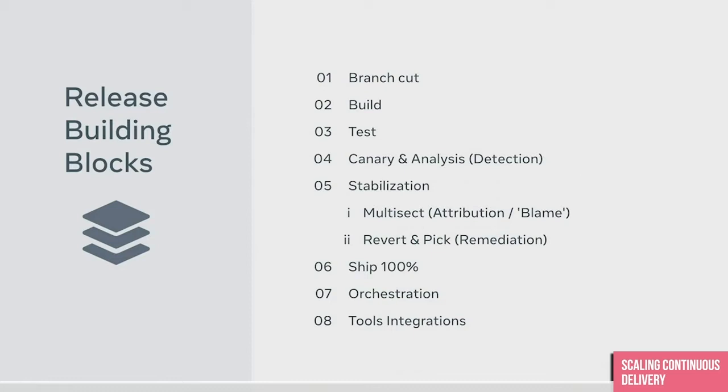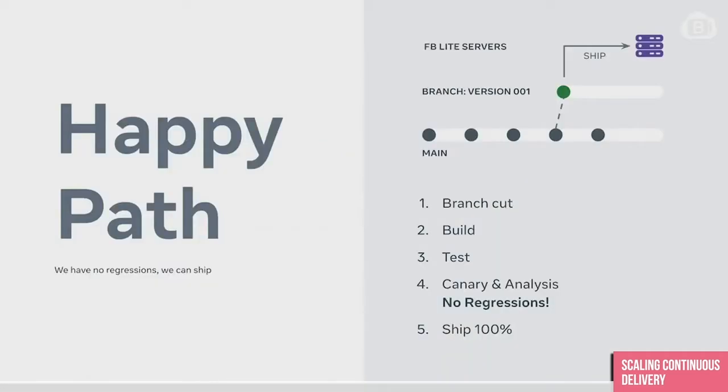We also have two terms. The first term is happy path. Happy path means we have no regressions, we can ship. So let's look at the diagram on the right. We have a main branch where all commits are landed. At some point in time, we decide to release, so we create a new release branch. This is a branch cut. We build, we test, we run a canary, we analyze, and we found no regressions. Great. This means we can ship to the whole fleet.